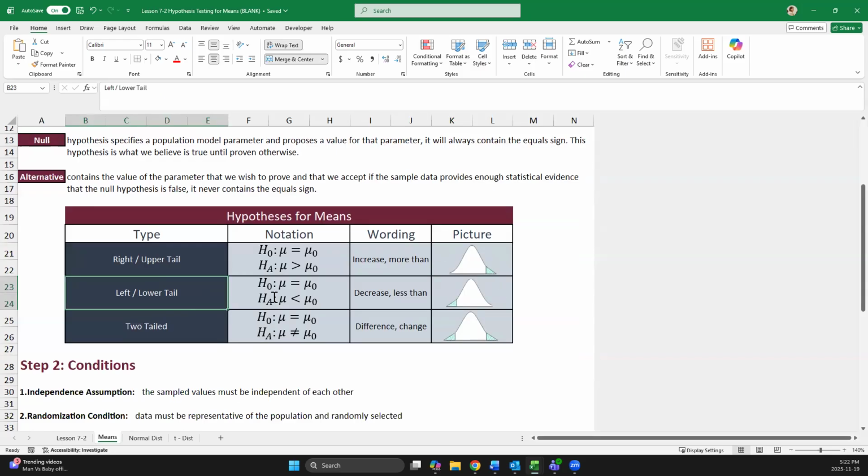For a left or lower tail test, the alternative just moves to being less than the given value in the question. Look for words like decrease or less than in the question, and we'll be dealing with the lower tail probability. And finally, for two tail, you'll have the not equal to symbol in the alternative. The wording usually used in the question is difference or change. And for the two-sided test, you have probability on both sides. This means you're testing technically if mu could be less than or greater than a given value.